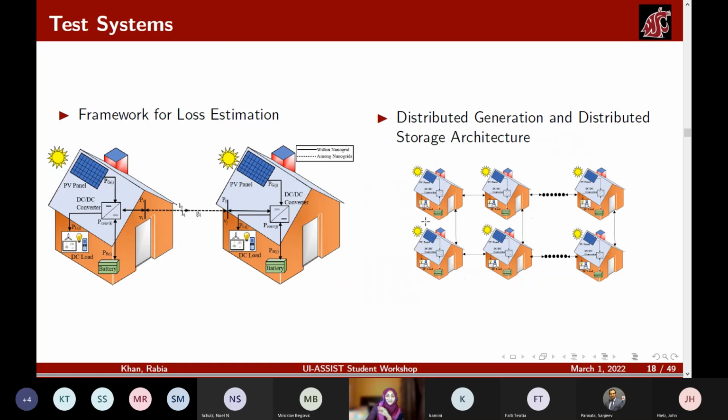So this is the framework that we have designed for loss estimation, where each panel has its generation PGi, each load has its PLi, a converter processing power P converter, and batteries taking power PBi. The power flow, or current flow, through the impedance between two houses, the nanogrids, is Rij and conductance is Gij. We are considering a distributed generation, distributed storage architecture, which means both generation and storage are distributed at each house and can operate independently.